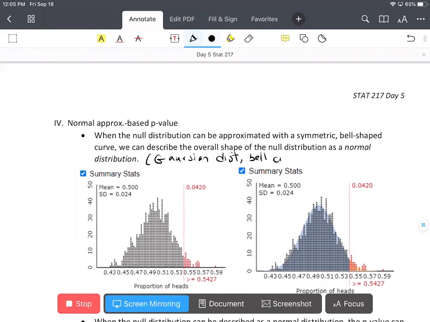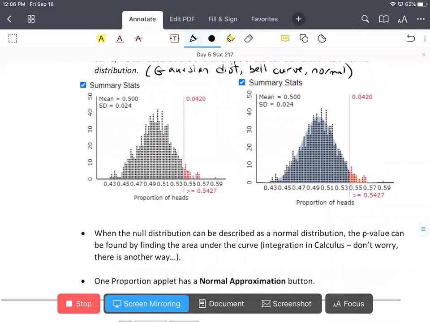You hear people say, are you going to grade on a curve? They're talking about the bell curve or the normal. When the null distribution can be approximated with a symmetric bell-shaped curve, we can describe the overall shape of the null distribution as a normal distribution. Well, one of the benefits of that, and you're like, well, what are the benefits? As you can see here.